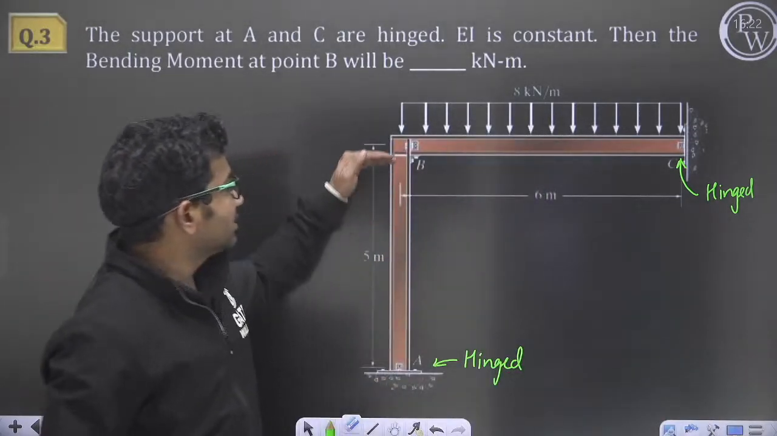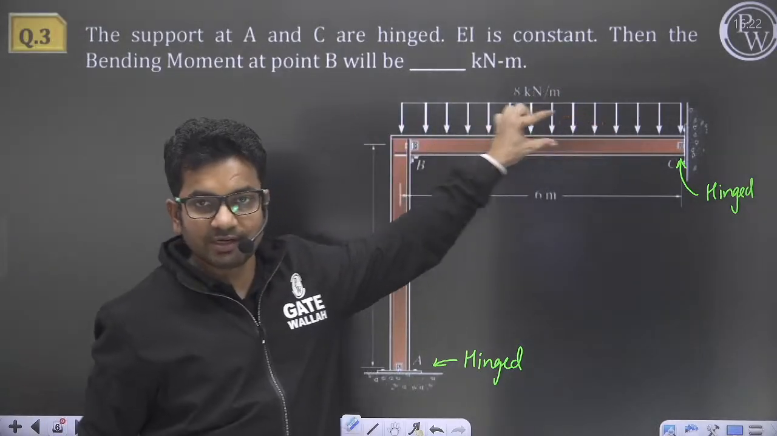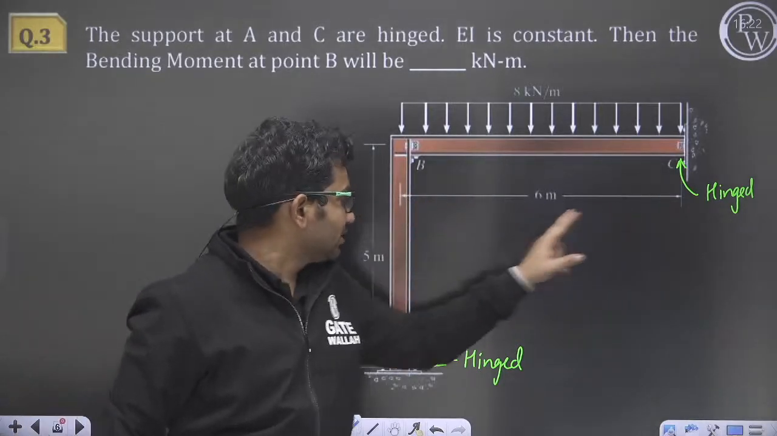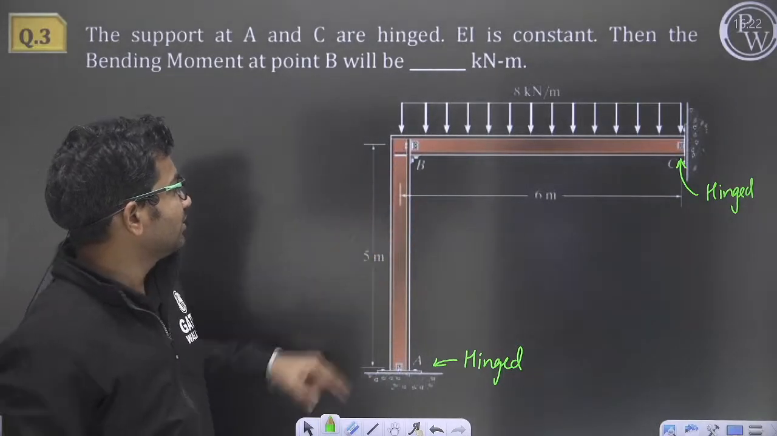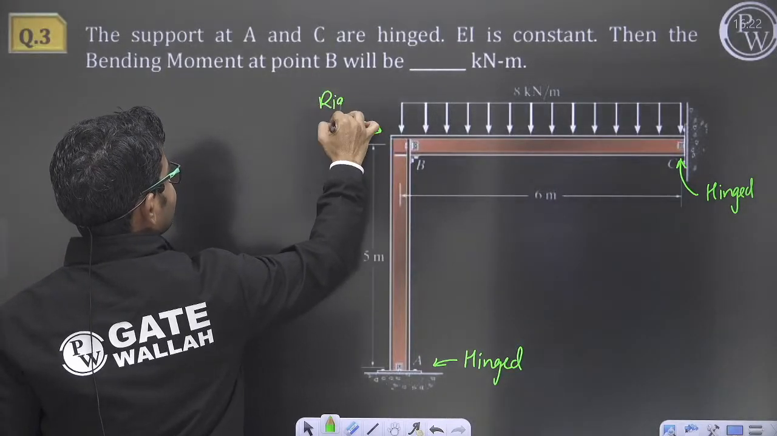Here on this part of the frame, we are having a UDL of 8 kilonewton per meter. This length is 6 meter, and this length is 5 meter. Here joint B is rigid. Joint B, this is a rigid joint.